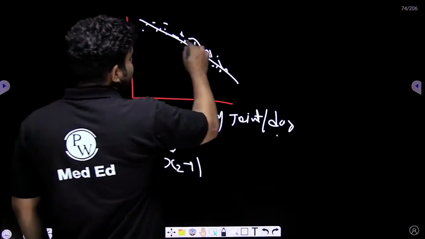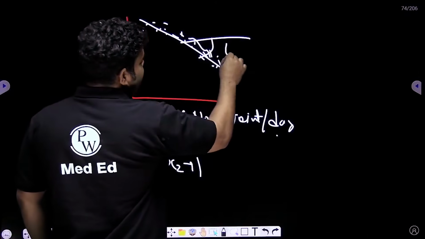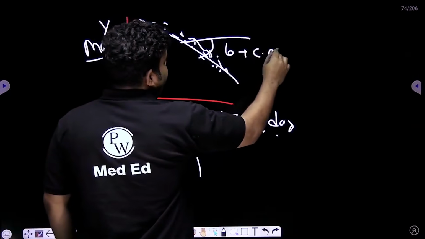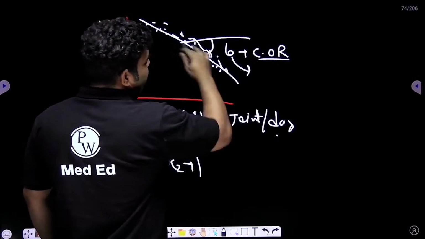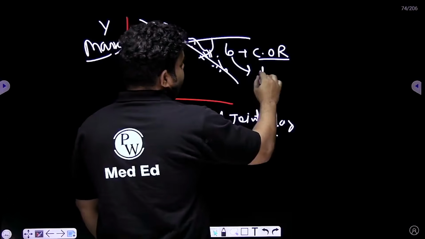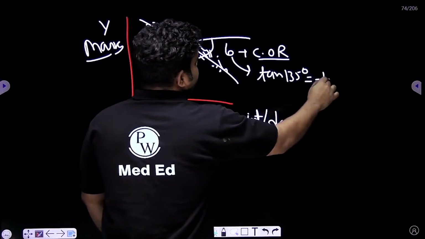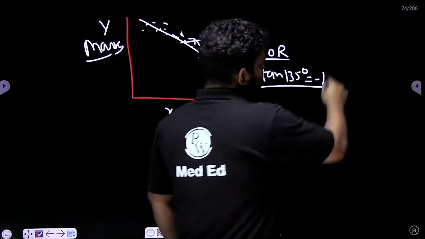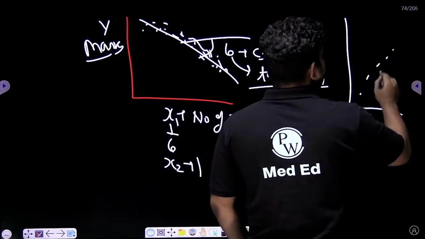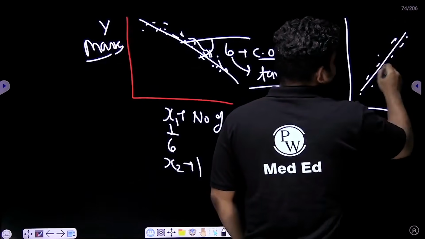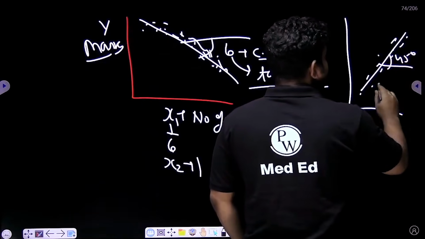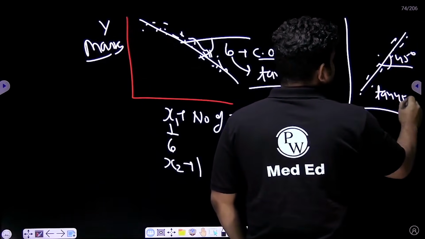So here, this angle which is formed between y and x, this angle is known as the coefficient of regression. And this angle is minus 45 degrees. Minus 45 degrees means 135 degrees. And tan 135 degrees means minus 1. If the plot is something like this, going in the forward direction, then the angle is 45 degrees and tan 45 degrees is 1.